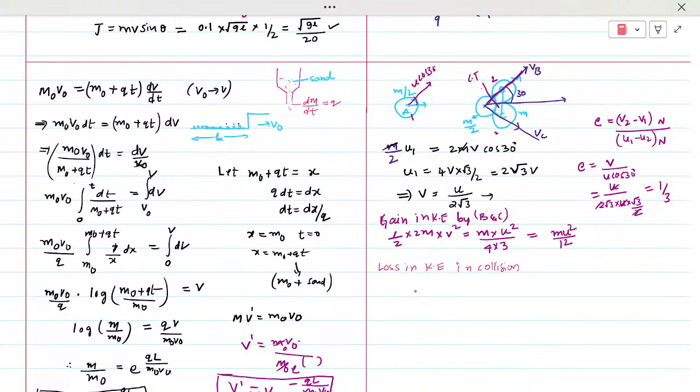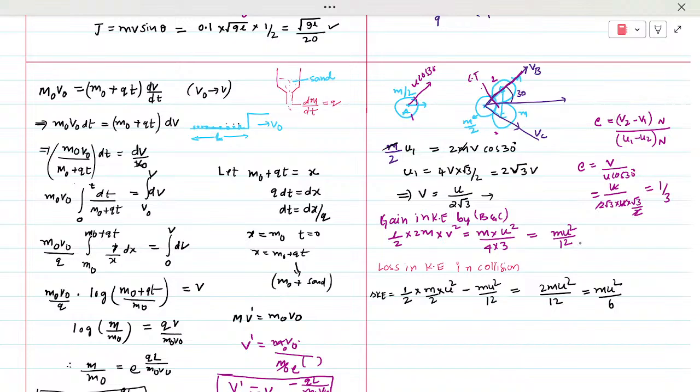So in this case, initially it is 1 by 2 into m by 2 into u square. Now finally, mu square by 12. This is the loss in kinetic energy, delta KE. This can be converted into any other forms of energy, either potential energy or sound, heat, whatever. So with 4 and 12, the LCM is 12. 2 mu square by 12 will come. So that equals mu square by 6. So this is the loss in kinetic energy in the collision.